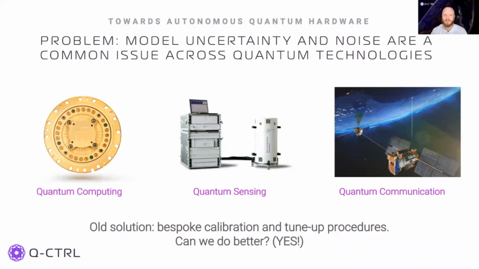The historic solution to these challenges is to come up with manual calibration and tune-up procedures which allow the device to operate for a short window of time before the noise and uncertainty builds up again. Here at QControl, we've asked ourselves, can we do better? The answer is yes, through closed-loop automated optimization that leverages recent advances in machine learning.